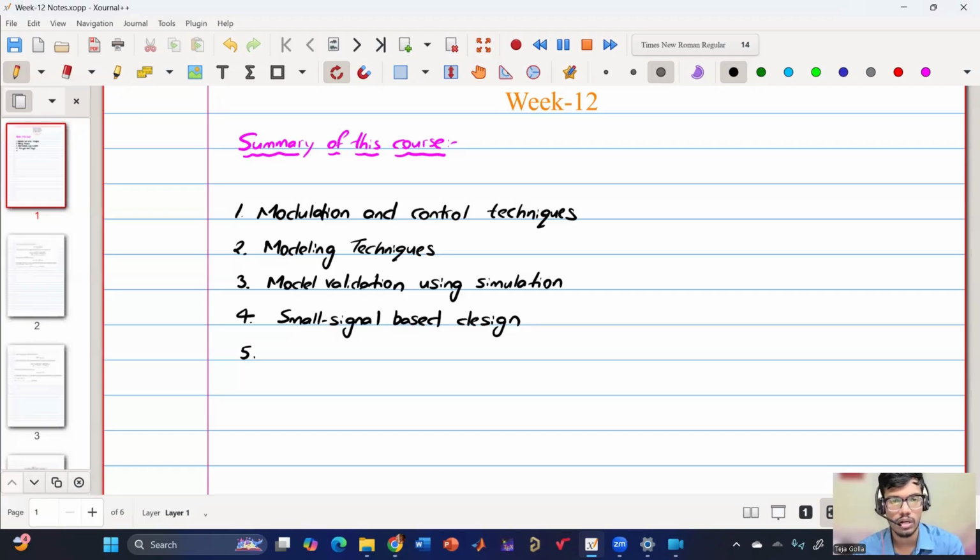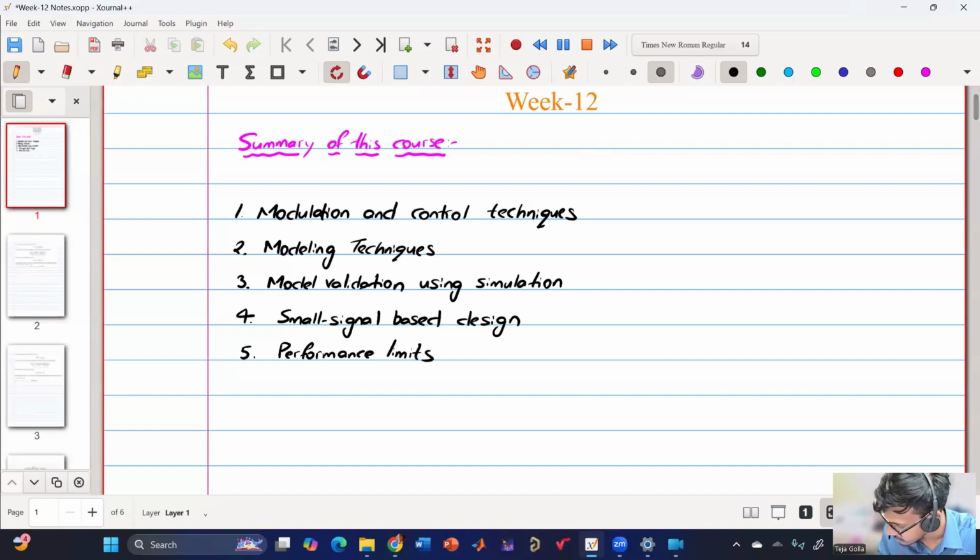So we can use that model to design the controller, and we have designed the controller, and we have also checked the responses, whether they are matching or not. All these aspects were covered in the previous weeks. Then we have also discussed the performance limits because of the small signal model.